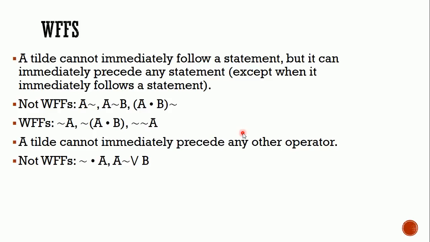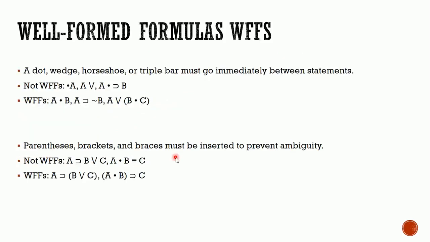Make sense? Or you can't have these together. You've got to stick this on the outside, or stick it here. All right. So a dot, wedge, horseshoe, triple bar must go immediately between statements. You want to pause it and look at these examples. Parentheses, brackets, and braces must be inserted to prevent ambiguity. So yeah, this is just messy. You don't know what the heck to do with this stuff. You've got to have some parentheses, brackets, and braces.